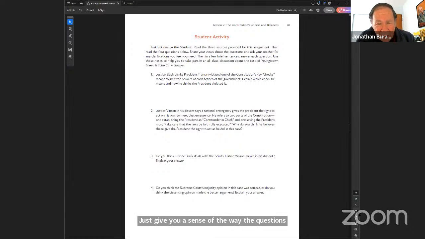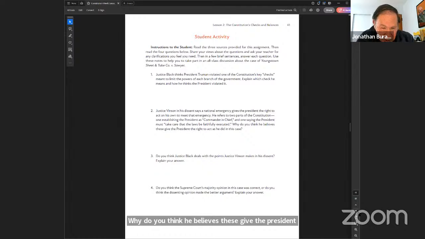The first question: Justice Black thinks President Truman violated one of the Constitution's key checks meant to limit the powers of each branch of the government. Explain which check he means and how he thinks the president violated it. And then the second question: Justice Vinson in his dissent says a national emergency gives the president the right to act on his own to meet the emergency. He refers to two parts of the Constitution, one establishing the president as commander in chief, and one saying the president, quote, must take care that the laws be faithfully executed. Why do you think he believes these give the president the right to act as he did in this case?